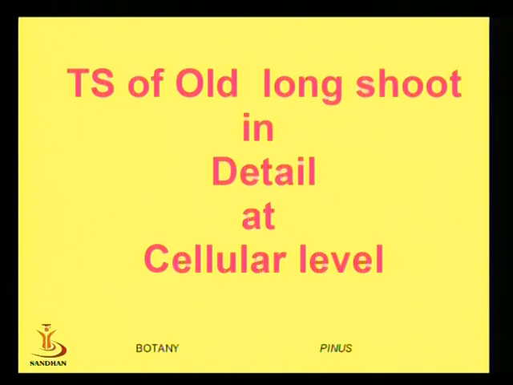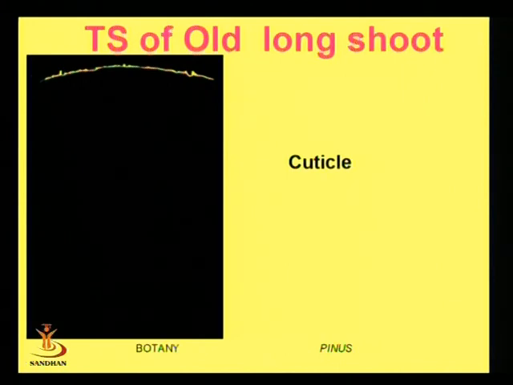Now after comparison we will go into detail of the old long shoot at a cellular level, and this transverse section of wood is very important in terms of plant identification as well as in terms of evolution and many other aspects. Even economically, when the plant is used, many aspects are observed with the help of anatomy.